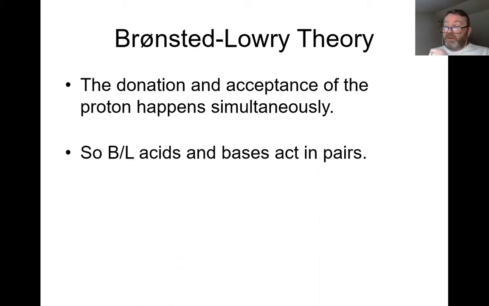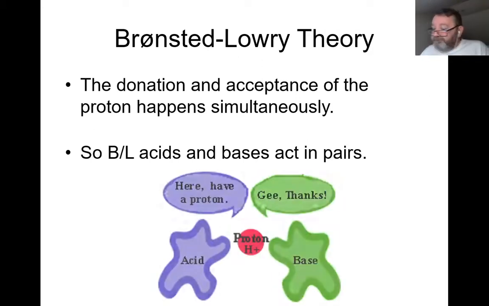So Bronsted-Lowry acids and bases act in pairs. If something comes along and donates a proton and the other one takes it, the donor is the acid, the acceptor is the base. Alphabetical order, A, B. The acid donates to the base. A, B, acid to base. So there we have a quick picture there. Here, have a proton.